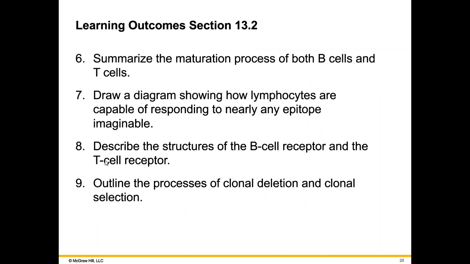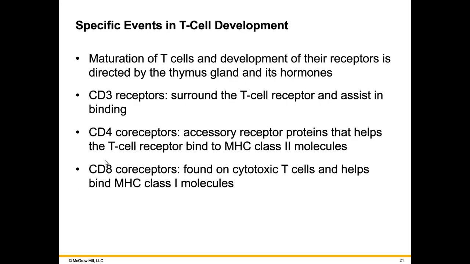Next, we're going to move into 3.2, which will help us summarize the processes that go on with B and T cells throughout their maturation. We'll talk about the structures that they have and how clonal selection and deletion is completed. So we'll start with T cells first. As we've described before, the maturation of T cells and the development of the receptors are directed by the thymus gland because that's where they mature.